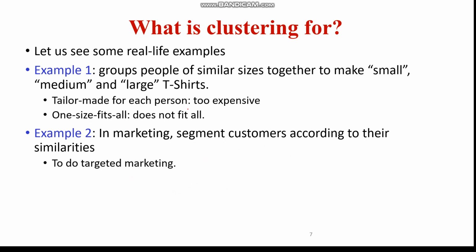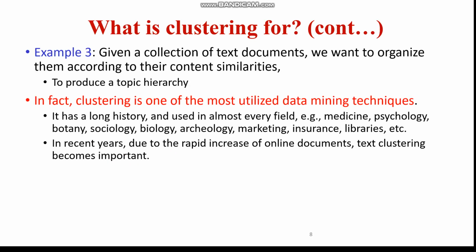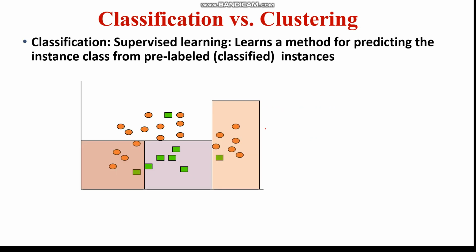When we talk of clustering, we can say we are organizing t-shirts like medium size, small size and large size t-shirts. Or in marketing, customers are segmented according to their similarities, and we can go with target marketing in clustering. We can also consider the example of a collection of given text documents, and we want to organize them according to their content similarities or to produce a topic hierarchy. In this case, we can also use clustering, and it has applications in almost every field like medicine, psychology, botany, sociology, biology, archaeology, marketing, insurance, library. So in almost all the application areas.